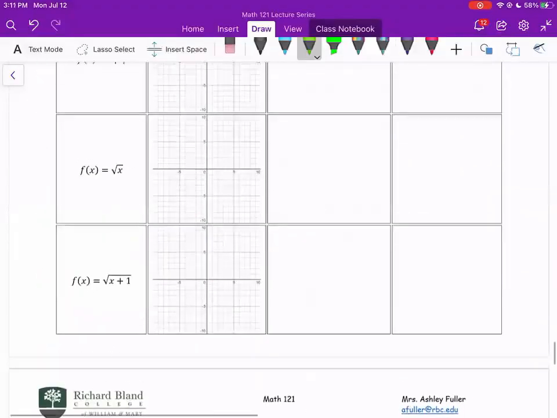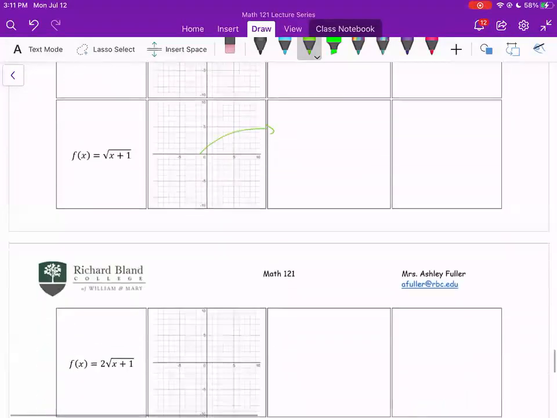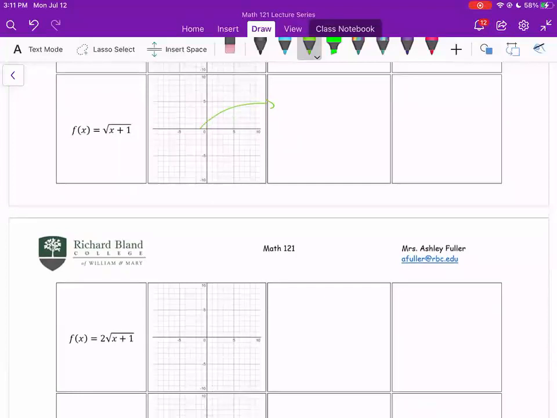this graph here. This is our parent graph, which is a square root. We know what that looks like. That +1 is going to shift it horizontally 1 to the left. So that moves it over here. We then have to look out front at the 2, which is going to increase it vertically. So it's going to get steeper more quickly here.